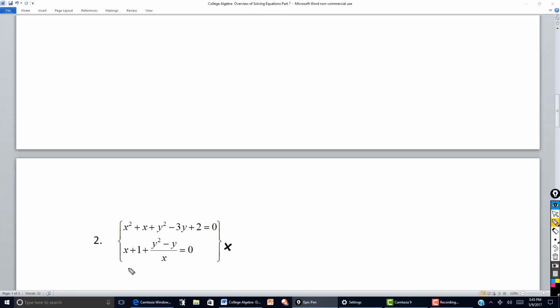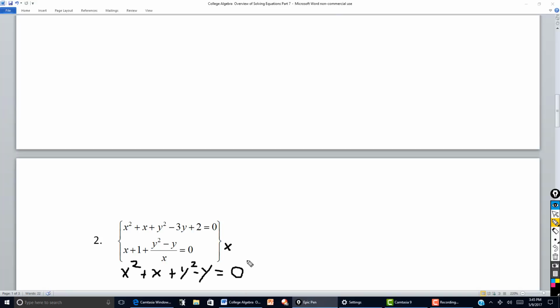Okay, so this would give me x squared. x times x is x squared. x times 1 is x. Plus, and then multiplying the second term by x, the x's cancel, and that leaves me with y squared minus y equal to 0.